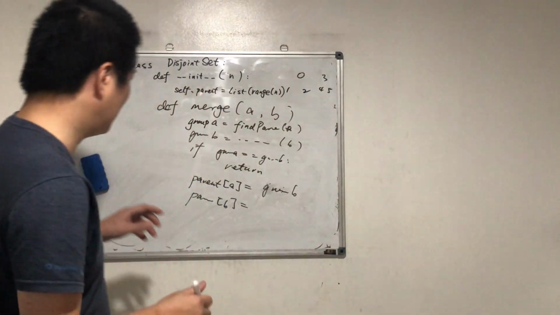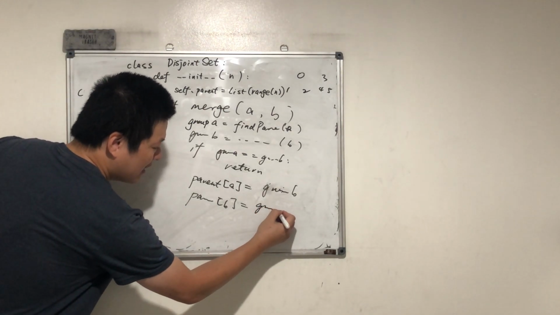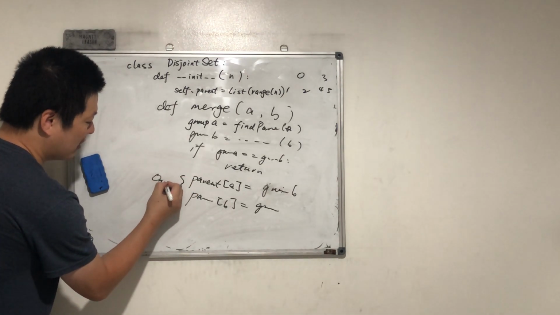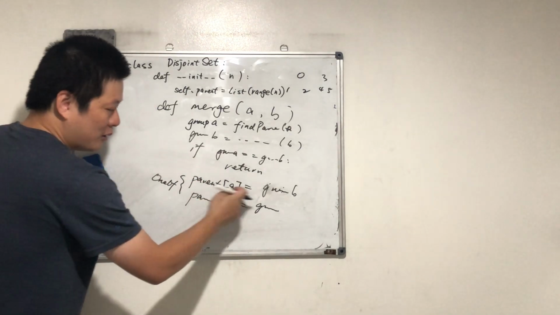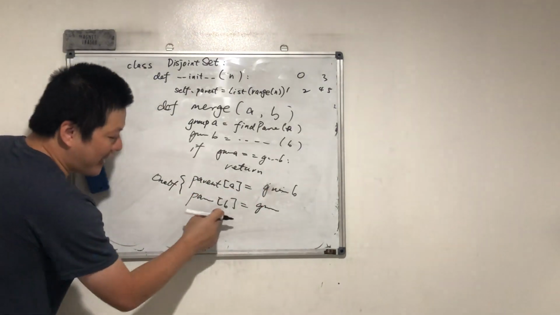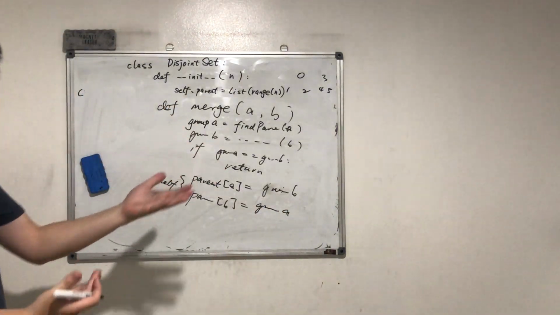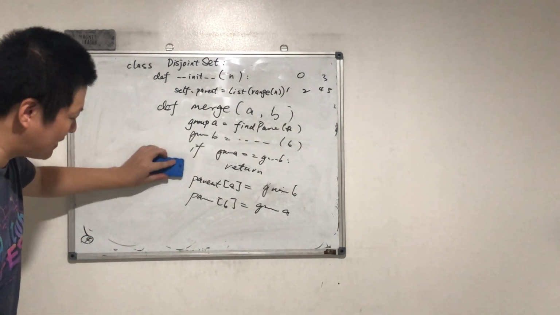Or what? Or parent B, or equals group what? Come on, we can do one of these. Parent A, I can set it to group B. Or parent B, I can set it to group A. Well done. So it's the same thing, yeah? But we want to improve this.